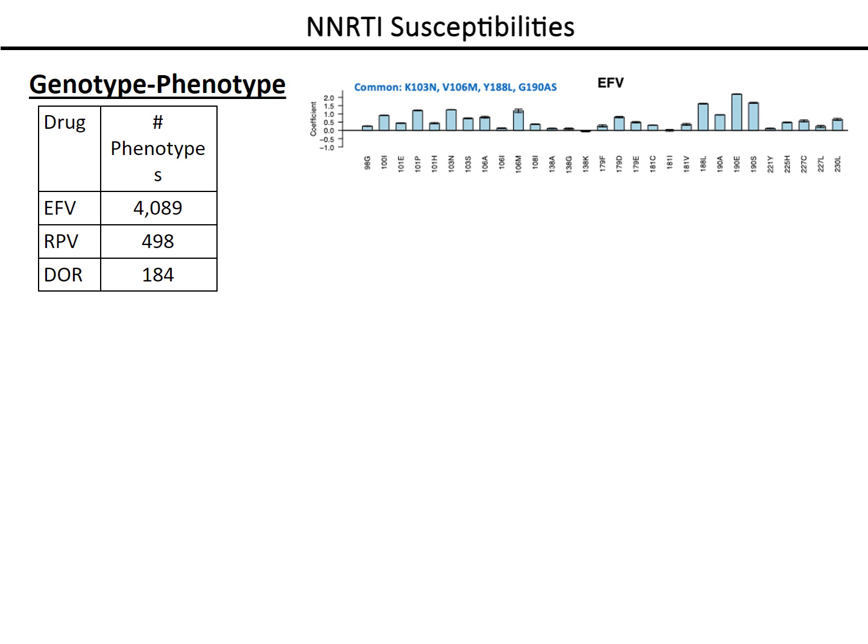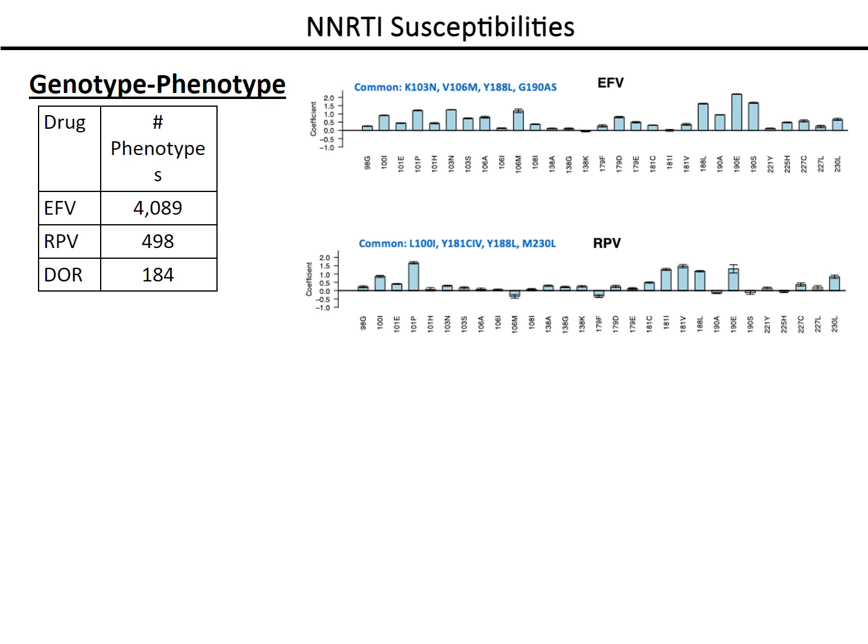The most common single mutations with the greatest effect on efavirenz susceptibility include K103N, V106M, Y188L, and G190A and S. Other less common efavirenz-selected mutations that also confer a large reduction in susceptibility include L100I, K101P, G190E, and M230L.